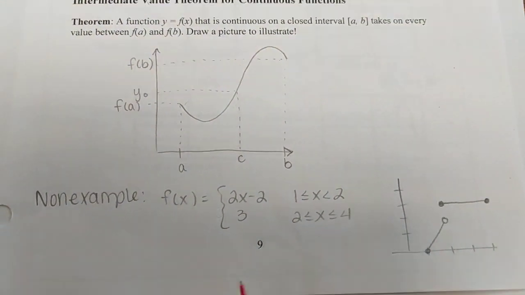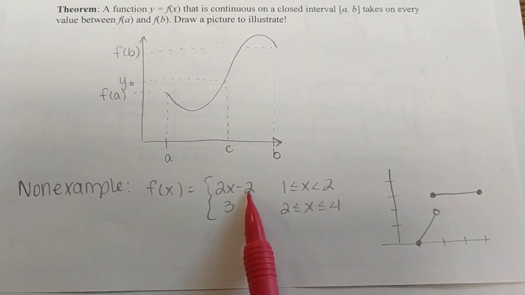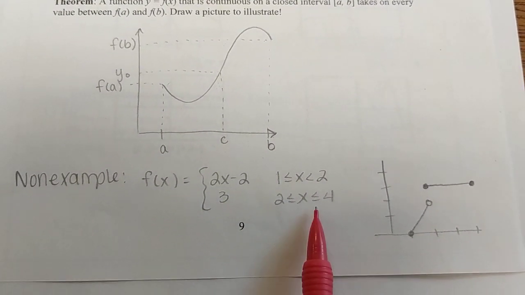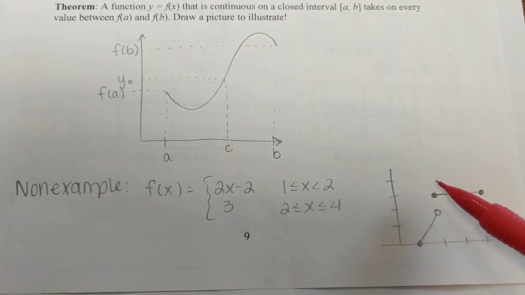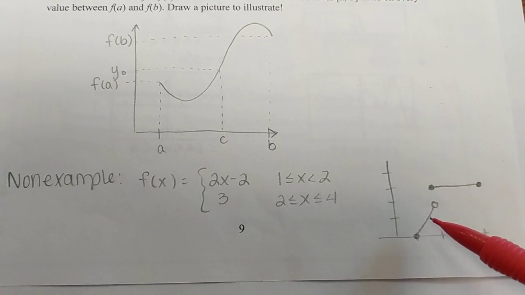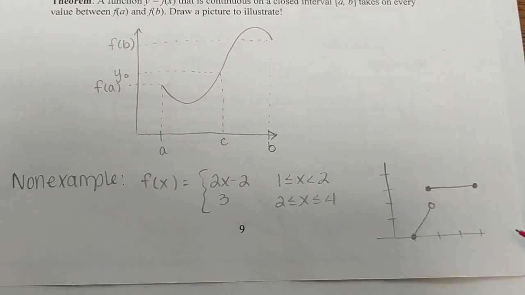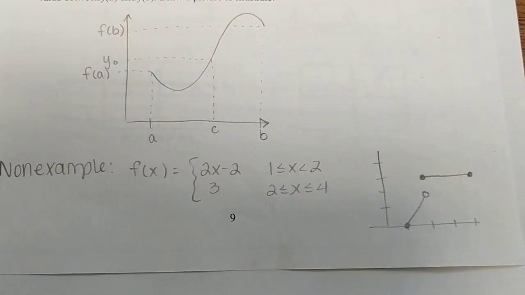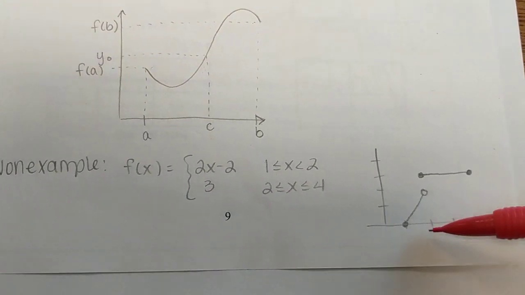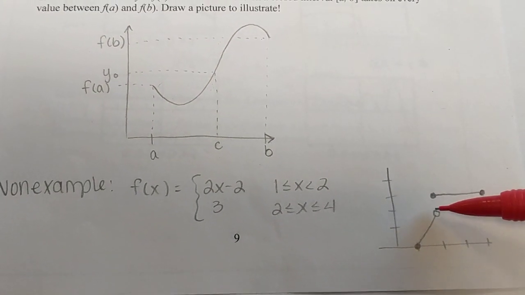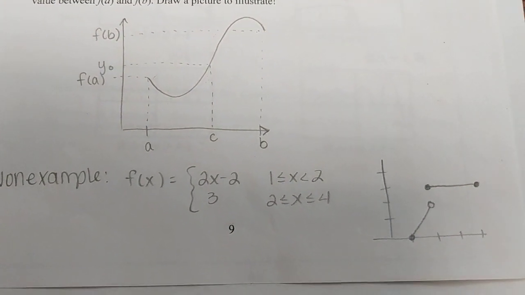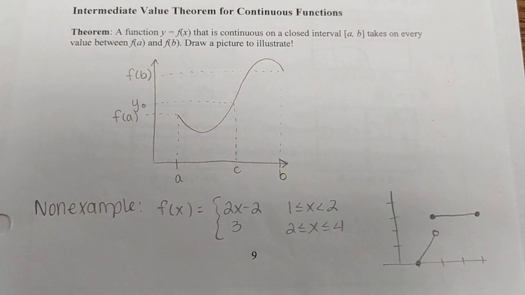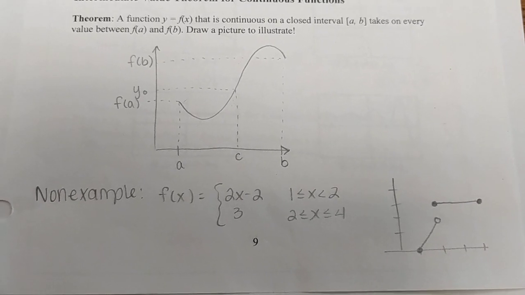So a non-example here, I put a piecewise function. 2x minus 2 goes from 1 to 2. And then the function 3 from 2 to 4. Notice there's this jump discontinuity. So this one we can say is not continuous, and the intermediate value theorem would not work because it's not a continuous function. Every y value is not hit here. I don't have the values between 2 and 3. So if you need to, go ahead and pause the video so you can get that picture down. Otherwise, you're golden.